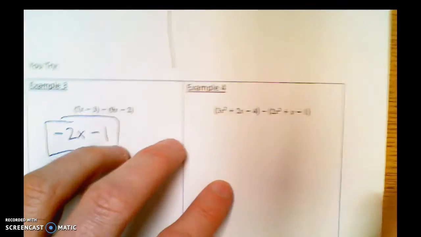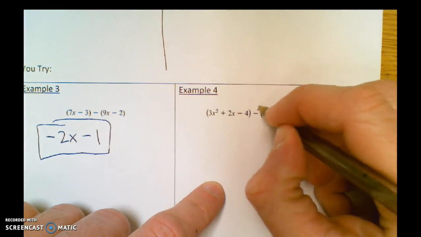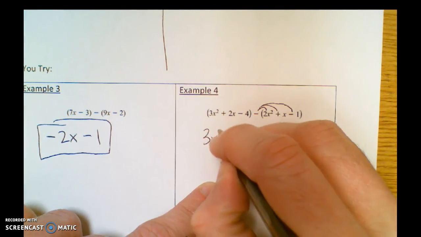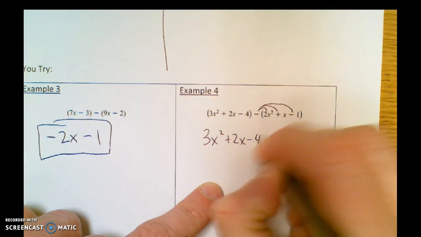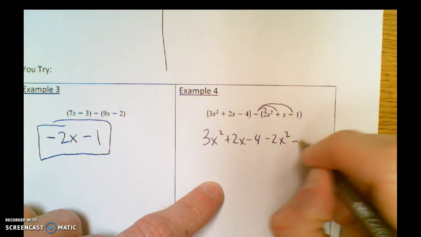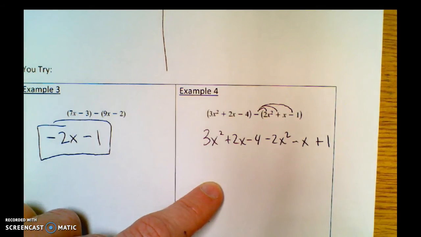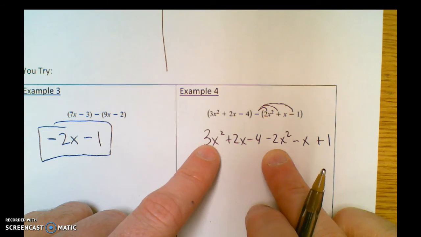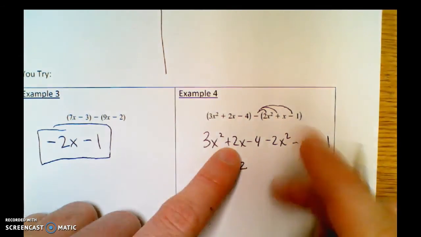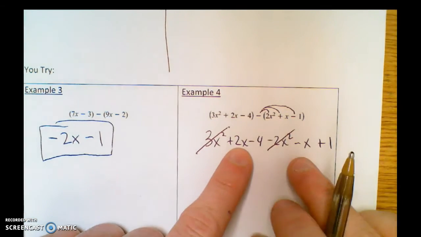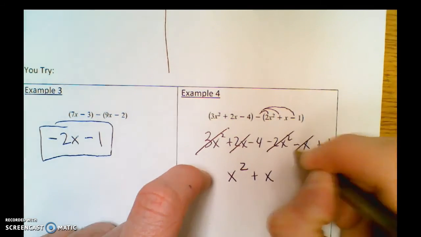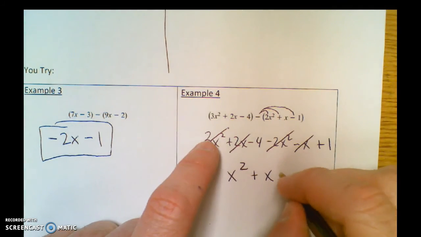With the other method, I'm eliminating the negative by distributing it and changing the sign of what's in the second parentheses. So it's 3x squared plus 2x minus 4 minus 2x squared minus x plus 1. And now you just combine like terms. 3x squared minus 2x squared is 1x squared. 2x minus x is 1x. And then negative 4 plus 1 is negative 3.